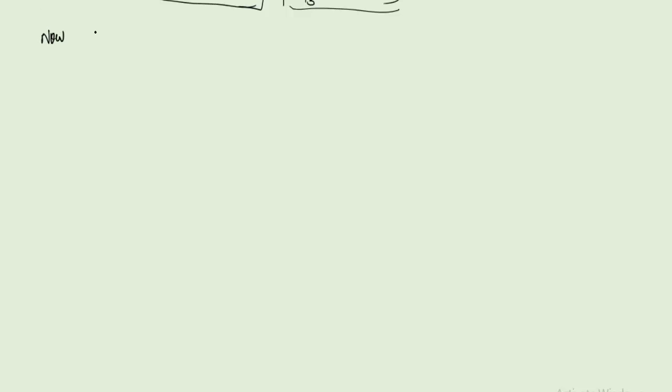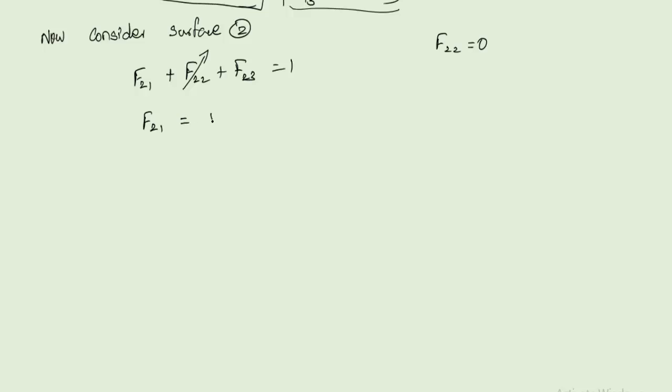Now consider surface number 2. From surface number 2, F21 plus F22 plus F23 equal to 1. Already we know that F22 equal to 0 and this term becomes 0, and F21 plus F23 equal to 1, right? So F21 equal to 1 minus F23. I can rewrite this equation like this.